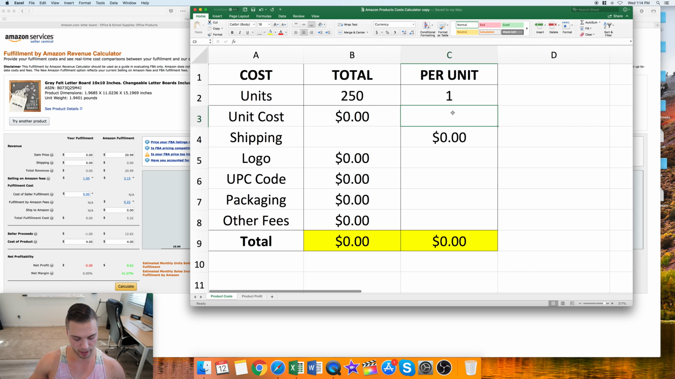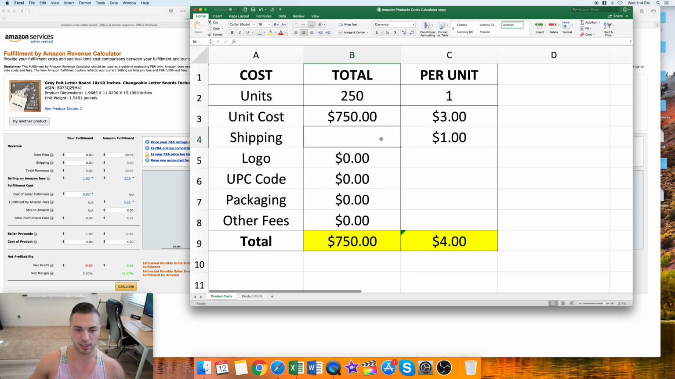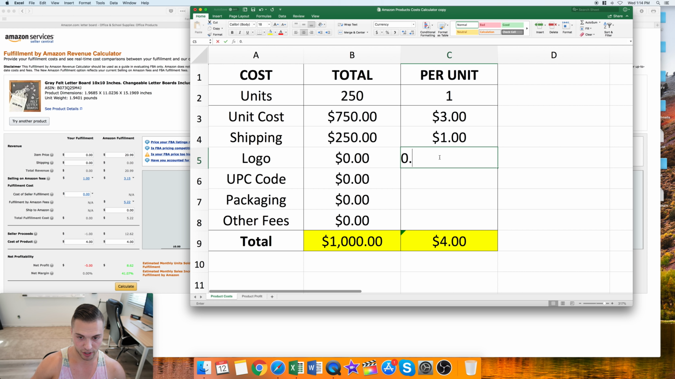Well, we said per unit, it costs us $3. So that would be $750 for the units. For shipping, we said it's $1 a unit. So that's $250. And then let's say we need to put our logo on, any UPC codes and whatnot. And we'll just say each of these are 10 cents for fun.